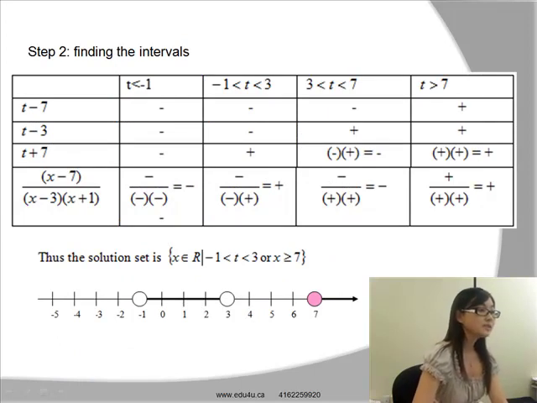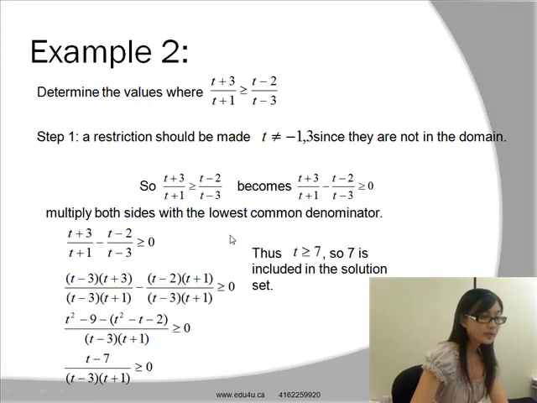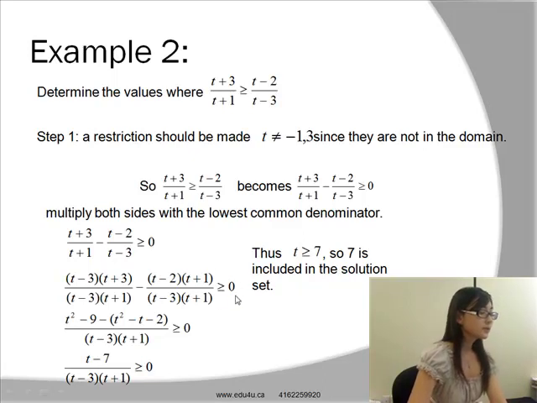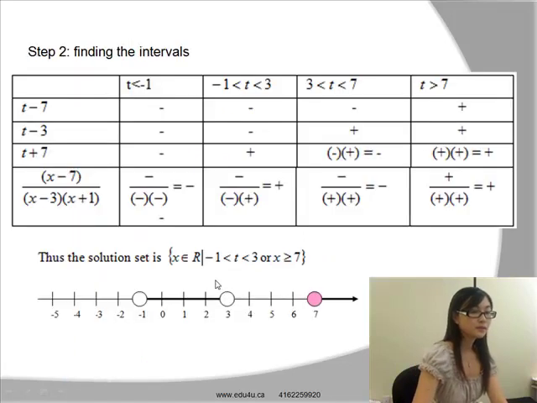Next, we have to find the intervals because there's obviously more than one answer. When t is less than negative 1, we get a negative value when we plug that value into t minus 7. At t minus 3, we get a negative value, and at t plus 1, we get a negative value too. Three negatives make a negative. A negative sign is not what we want because if we go back to the previous slide, we have this sign here. So we want something that's bigger or equal to 0. So we want something that's positive or 0.